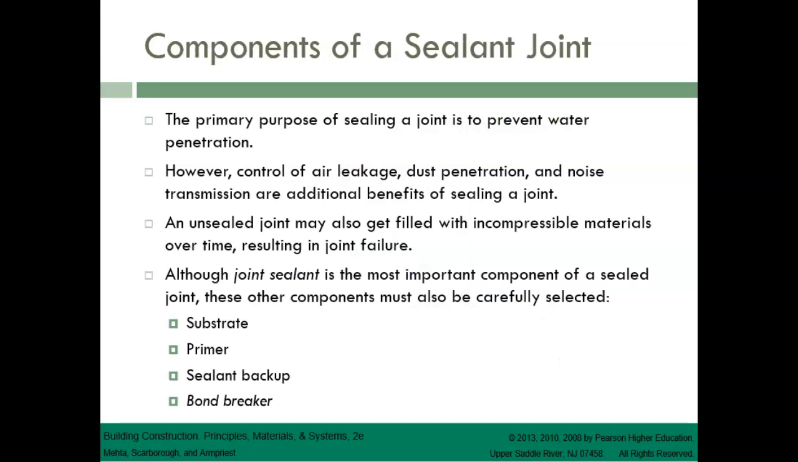The primary purpose of sealing a joint is to prevent water penetration. However, control of air leakage, dust penetration, and noise transmission are additional benefits of sealing a joint. An unsealed joint may also get filled with incompressible materials over time, resulting in joint failure. Although joint sealant is the most important component of a sealed joint, these other components must also be carefully selected: substrate, primer, sealant backup, and bond breaker.